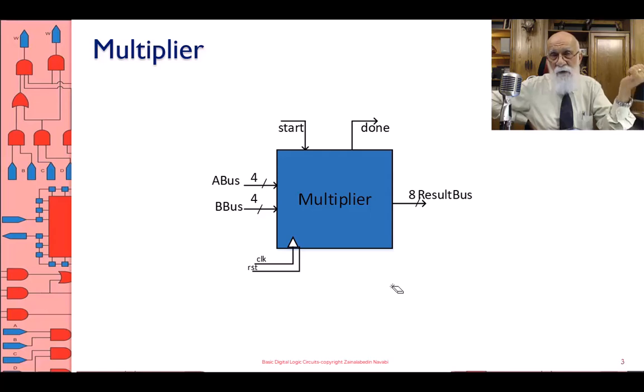Okay, what do I need for this? I need a register B. Okay, let's say a 4-bit register for B. And then I put A into a counter. Okay? And I keep decrementing the counter. Each time I decrement the counter, I add B to itself.